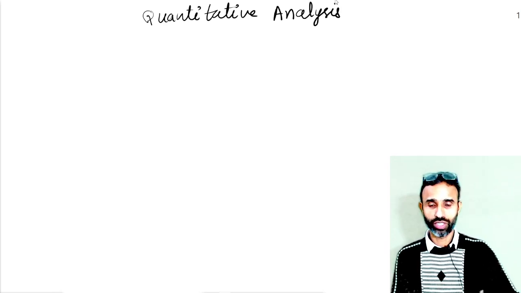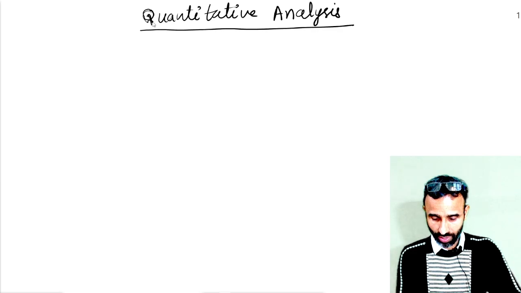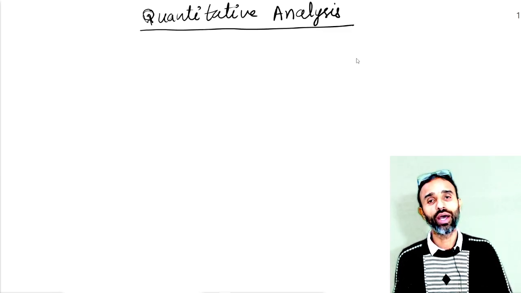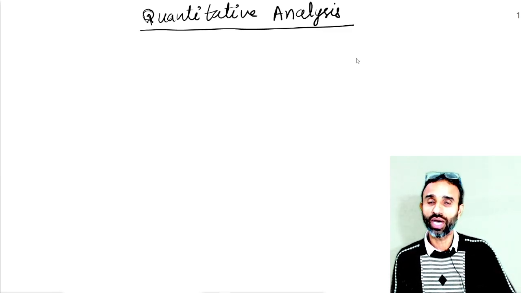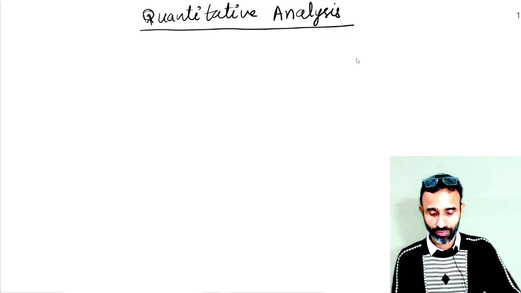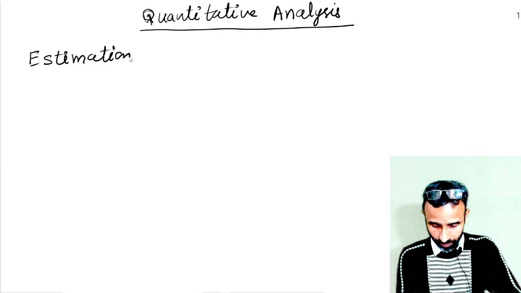Quantitative analysis of elements. In the last lecture, we have done qualitative analysis. Now, quantitative analysis means to calculate the amount or percentage of the elements present in the organic compound. So, first of all, let us do the estimation of carbon and hydrogen.